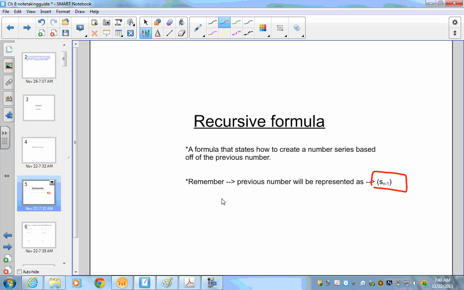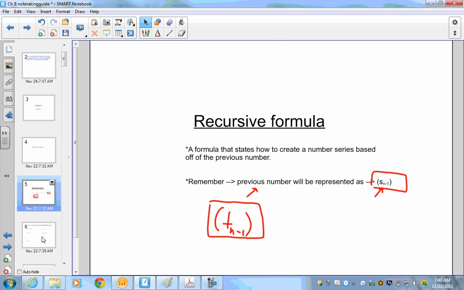Okay, so sometimes, don't get necessarily hung up on the S. Sometimes it could be Tn minus 1. And I'm going to put this in parentheses, and whenever you see this setup, this always represents the previous number. Okay, now we're going to go ahead and dive into some example problems to kind of help out. So let's go ahead and get started.